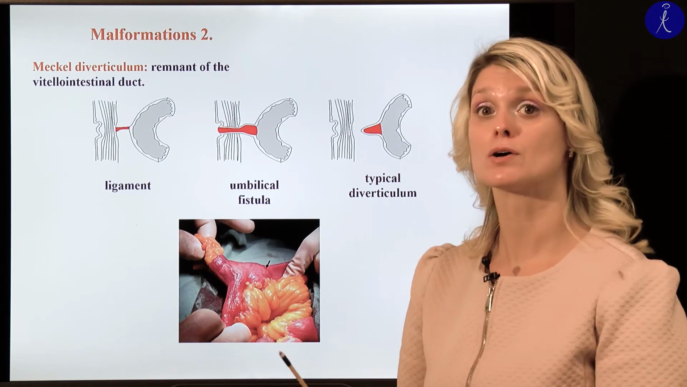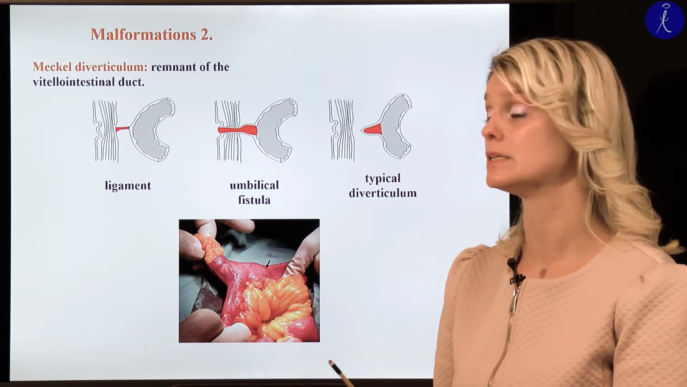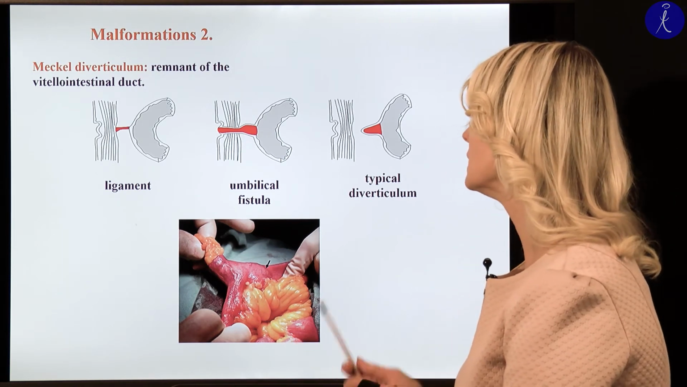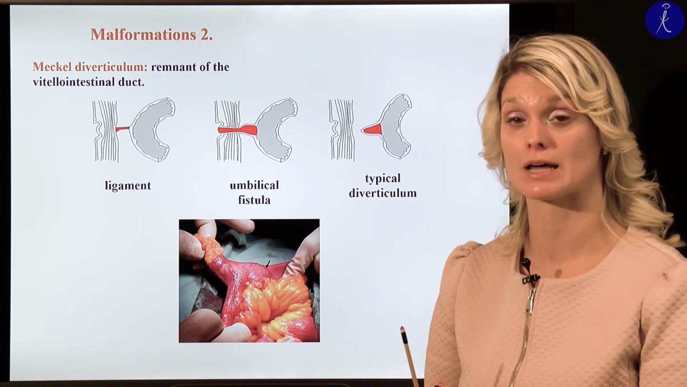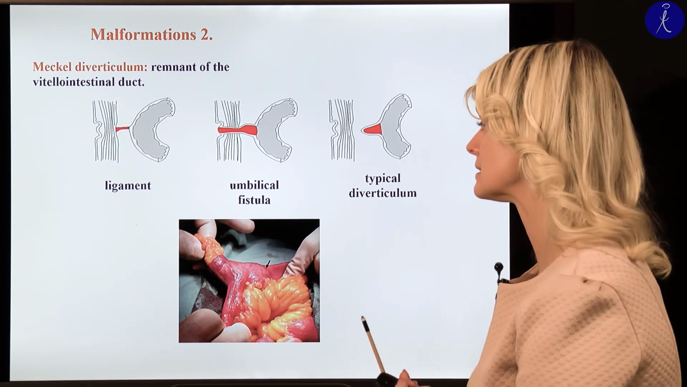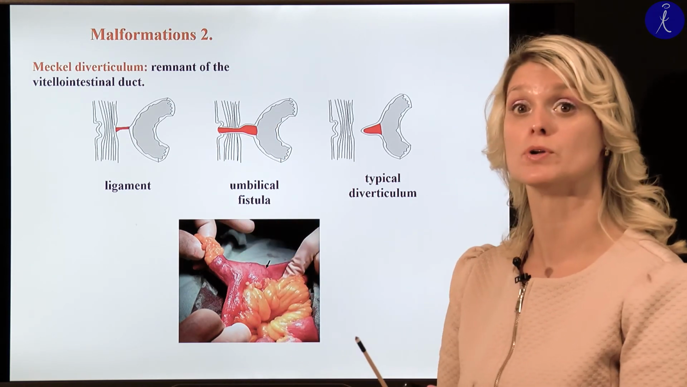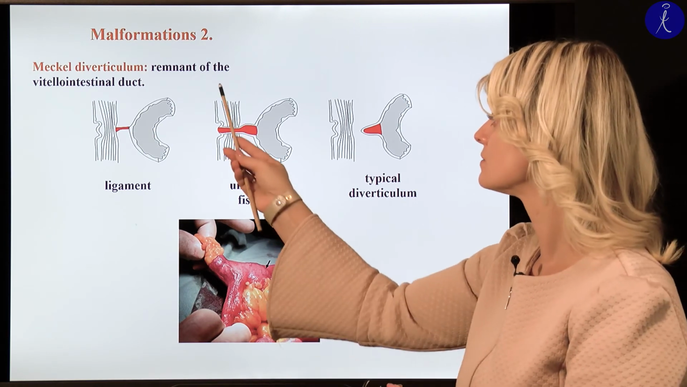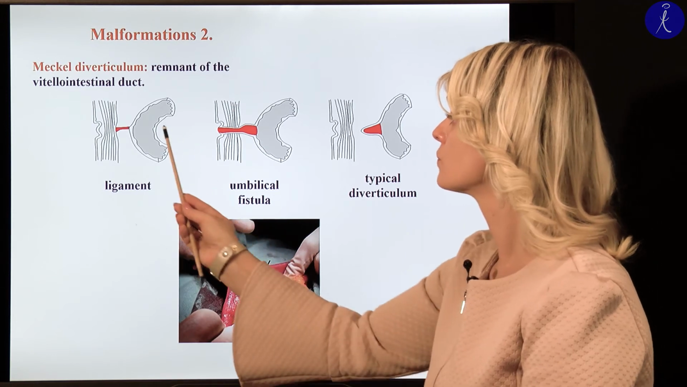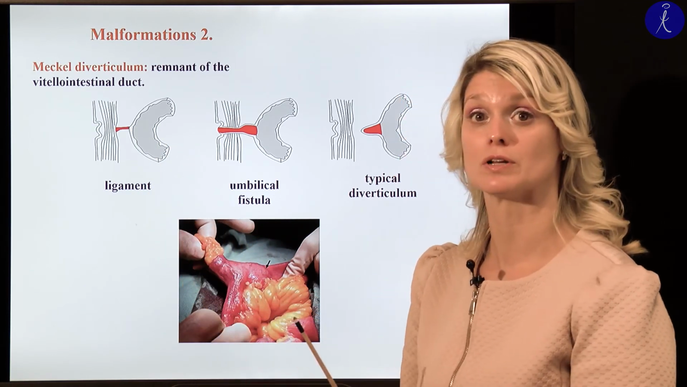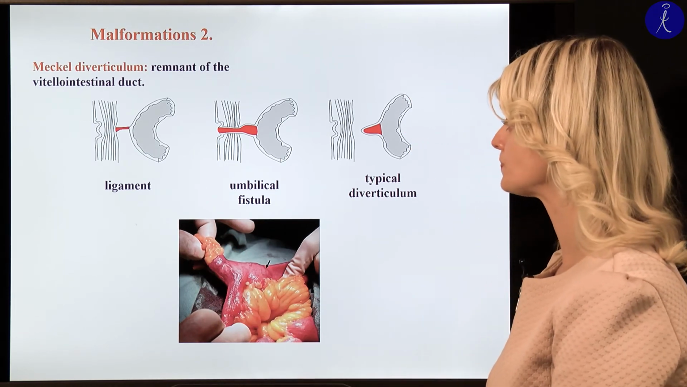If we have pancreatic tissue or stomach glands there, they can cause very severe clinical symptoms like an appendicitis. Also, we could have a fistula, a communication between the anterior body wall and the small intestinal loops, or maybe just a ligament which will fix the intestine to the anterior body wall.